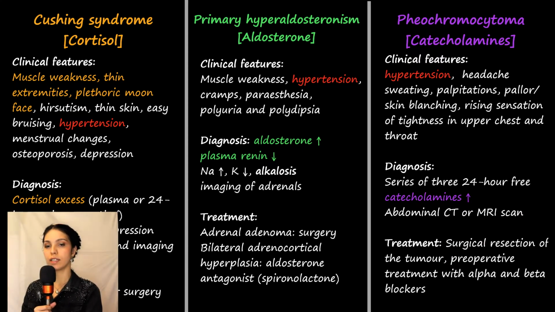Pheochromocytoma. It's a dangerous tumor of the adrenal medulla. Clinical features are paroxysms or spells of hypertension, headache, sweating, palpitation, pallor, skin blanching, rising sensation of tightness in upper chest and throat. And the following may also occur during spells: tremor, nausea, weakness, anxiety, sense of doom, epigastric pain, flank pain, and constipation.